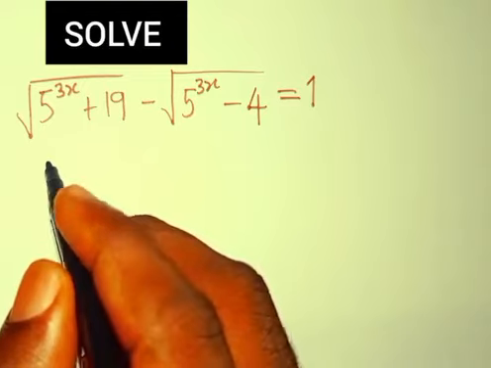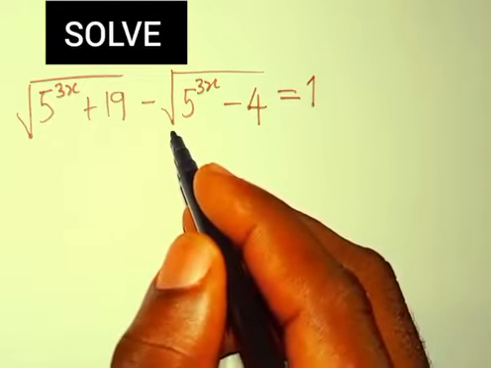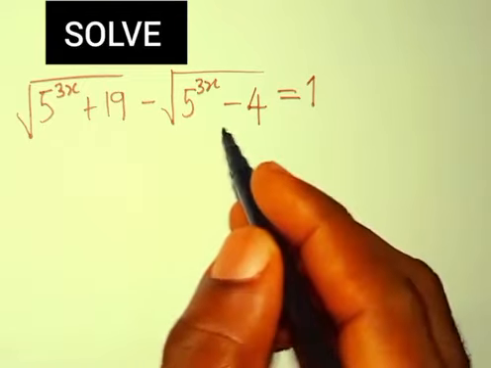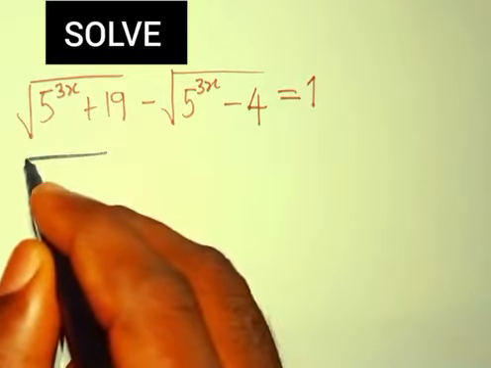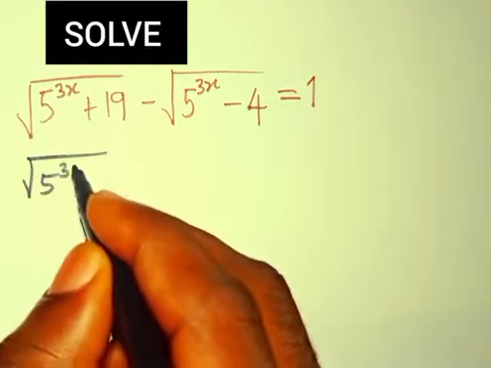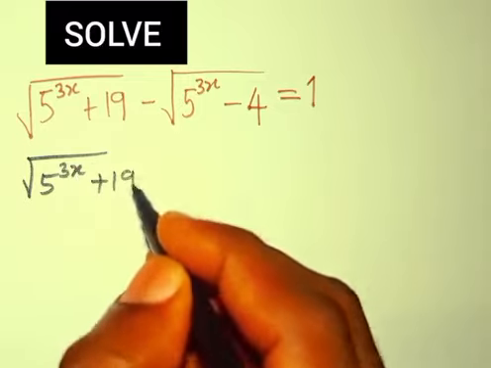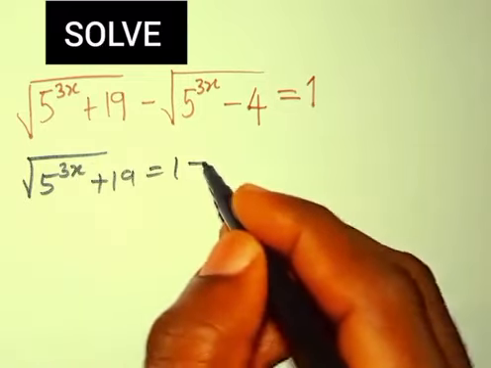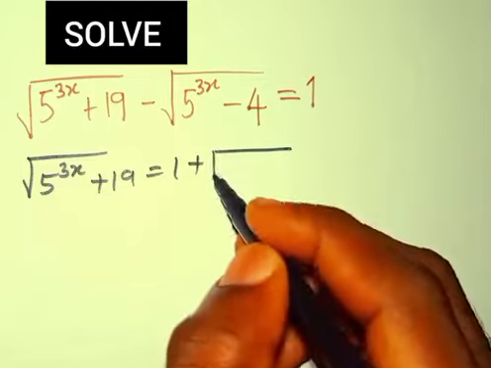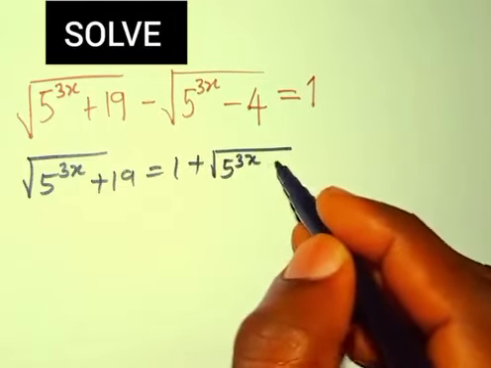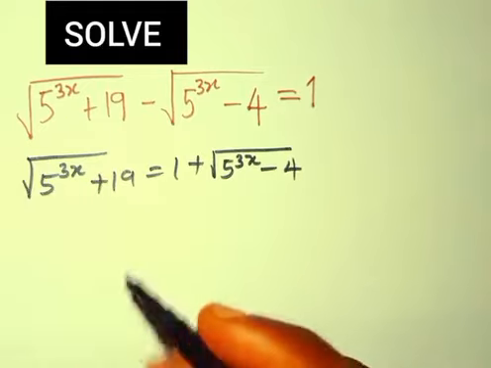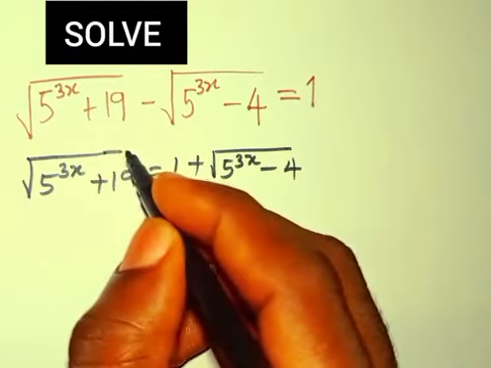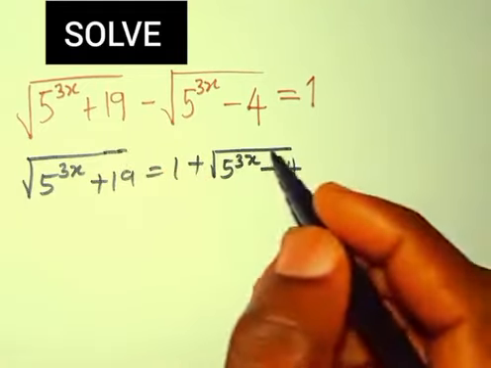So now what are we going to do? I would like to transpose the second term, that is the root of 5 to the power 3x minus 4, to the other side. So I'm going to be having root of 5 to the power 3x plus 19 equals 1 plus the square root of 5 to the power 3x minus 4. Now from here, the next thing I'm going to do is take the square of both sides.